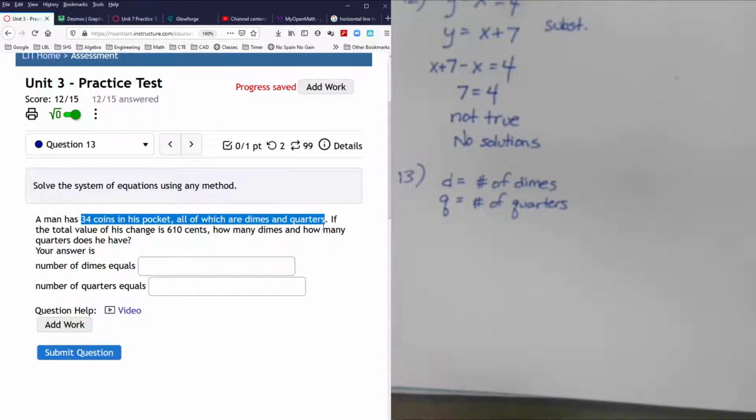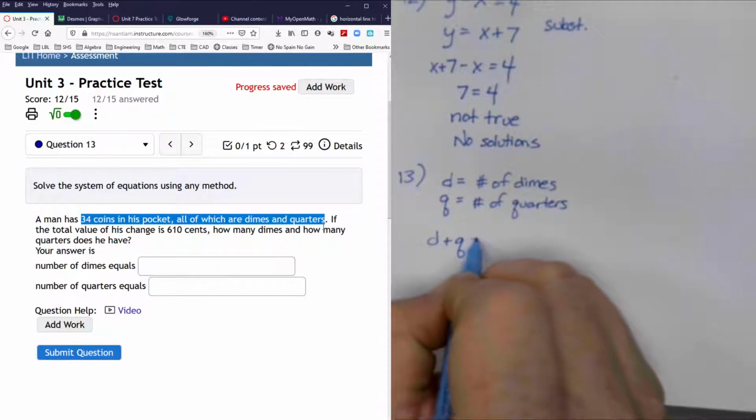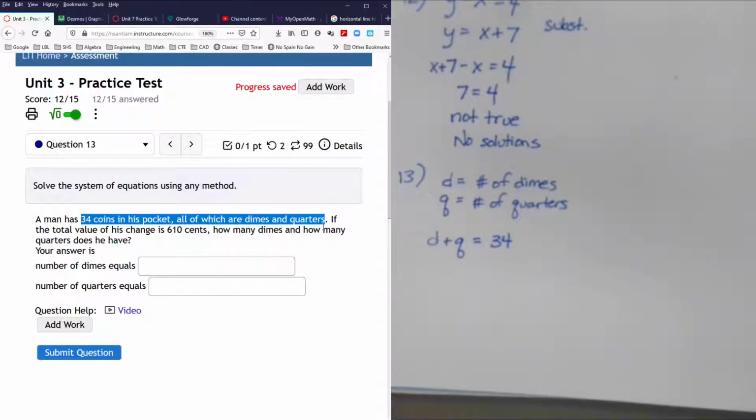All right, so how do I write that? Well, this is the number of dimes plus the number of quarters added together is 34 coins altogether. So there's one equation.